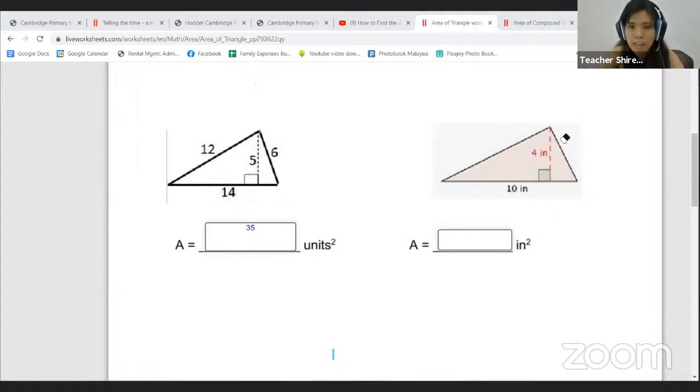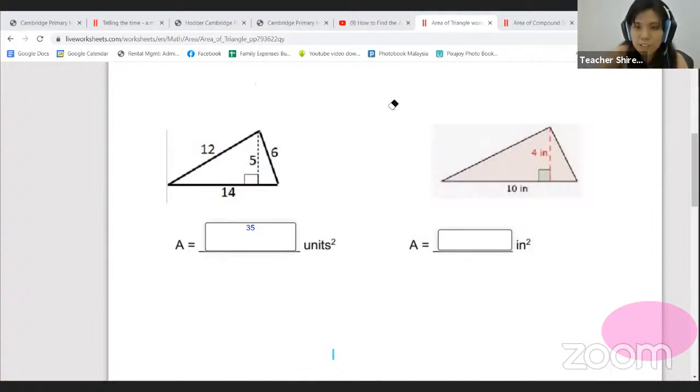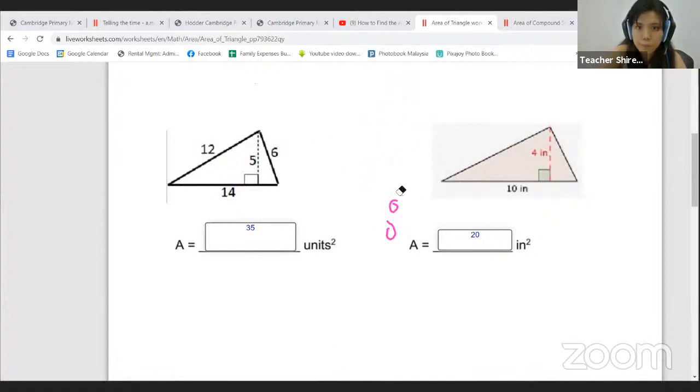Okay, now the same thing over here. This is easy. There's only one answer. So it's 10 by 4. We all know 10 by 4, 40. So 40 divided by 2. So 2, 2, 4. Nothing, 0. 0, 0. So the answer is 20. Got it? Okay?